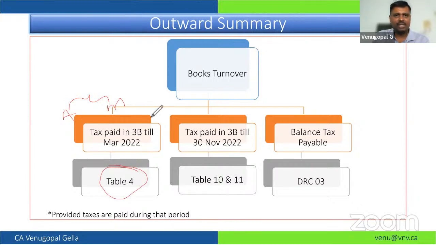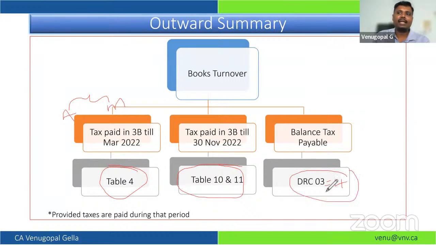After March, which is April 22 to November 22, if you are paying, you will be reporting in table 10. Whatever you are reporting additionally now, you want to pay taxes through DRC03. You would have already paid or you will pay now. These taxes you will be reporting in DRC03.